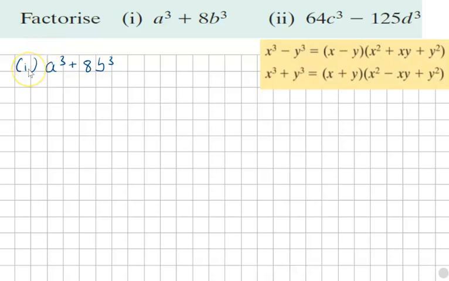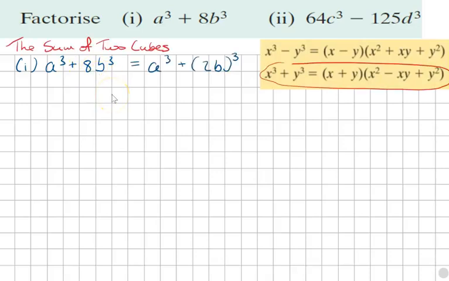So part 1, we are going to rewrite a cubed plus 8b cubed as the sum of two cubes. So a cubed just stays as it is, and 8b cubed can be rewritten as 2b to be cubed. So we're going to use the formula on the bottom, which is the formula for the sum of two cubes.